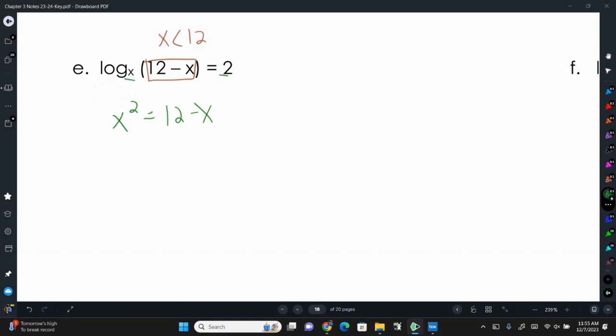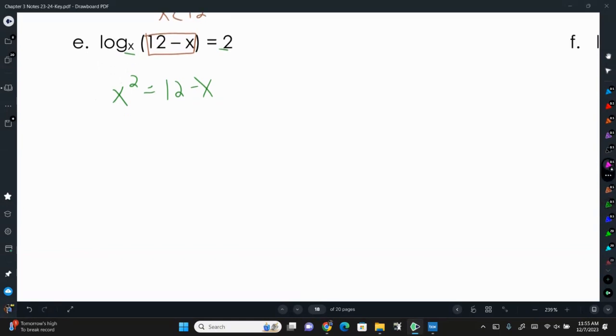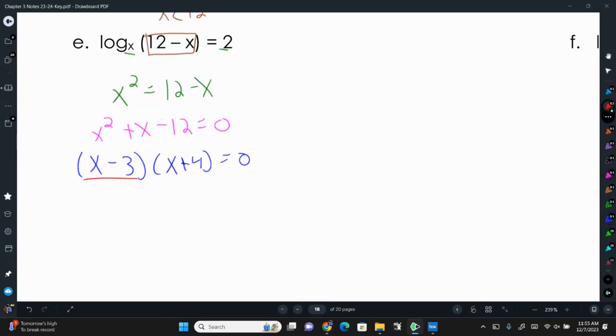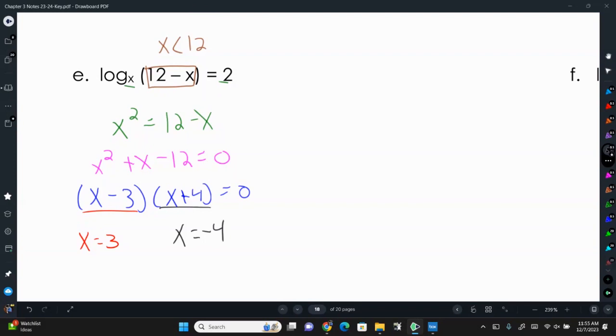Well, we need to make this equal to 0 because it's a quadratic. If we add x to both sides and subtract 12 to both sides, we have x squared plus x minus 12 equals 0. Let's factor this. So we have x minus 3 times x plus 4 equals 0. So our solutions are going to be x equals 3 and x equals negative 4. Now, if we look back up here, both of those numbers are less than 12.